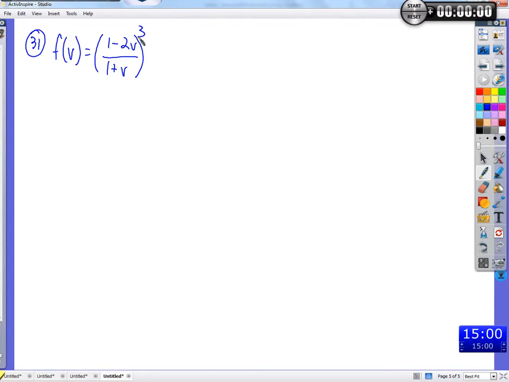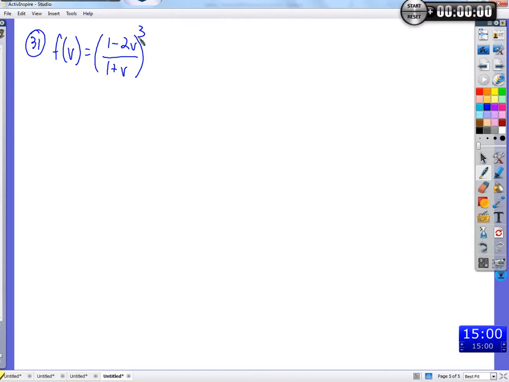Alright, so we've got this outside function. What's the outside function? Something to the third. And what's inside? One minus 2 over 1 plus, something like that. Right. So when it comes time to take the derivative of the inside, what do we have to use? Quotient rule. Okay. Alright.